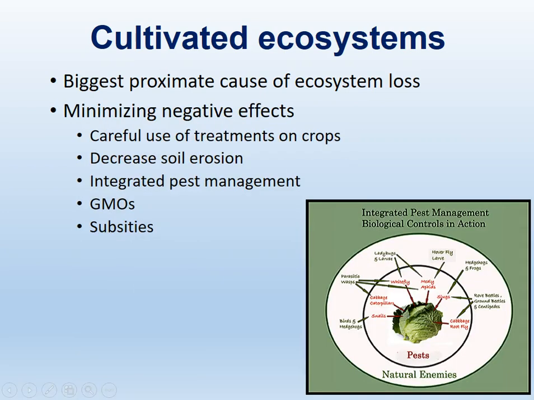Other things that you can do is to use careful treatments on crops. In general, things like Roundup, actually their recommended dose is twice what you need. So you really only need to use half to get the same effect. You'd want to decrease soil erosion, like the CREP program that puts out borders of deep-rooted plants to reduce erosion.